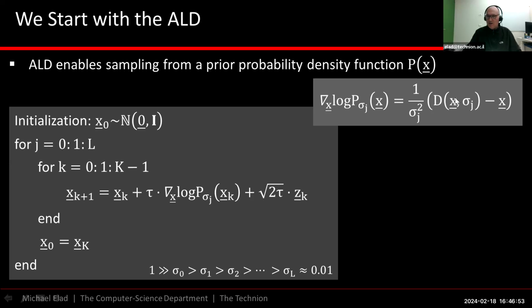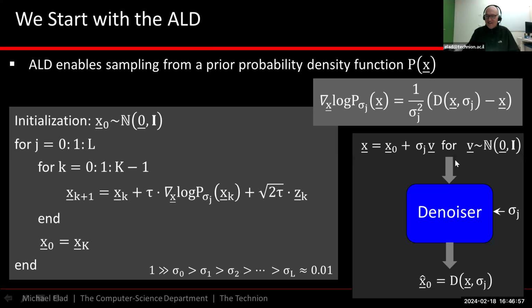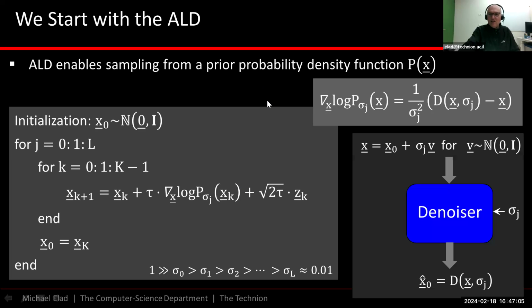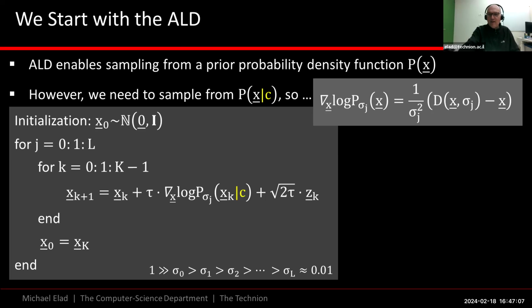I remind you, a denoiser is playing a major role here. This is the only learned part. And this is it. We have seen all of this. And now the question is, how do I squeeze conditioning on C? As you saw, what I just did is replace only one thing. I'm changing the probability here from the probability of xk to the probability of xk given C. So basically, all we need to do is replace the score by a conditional score, okay?